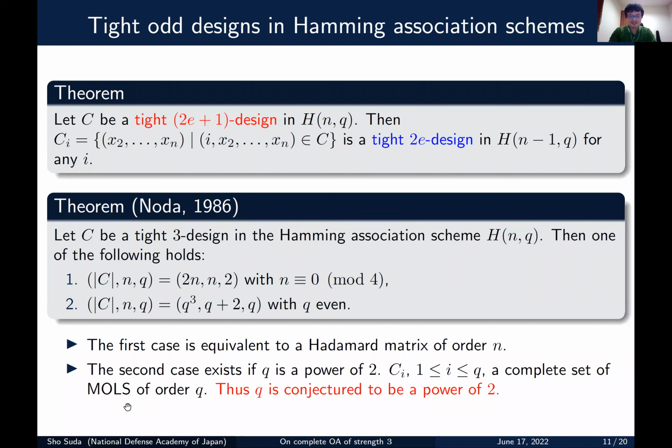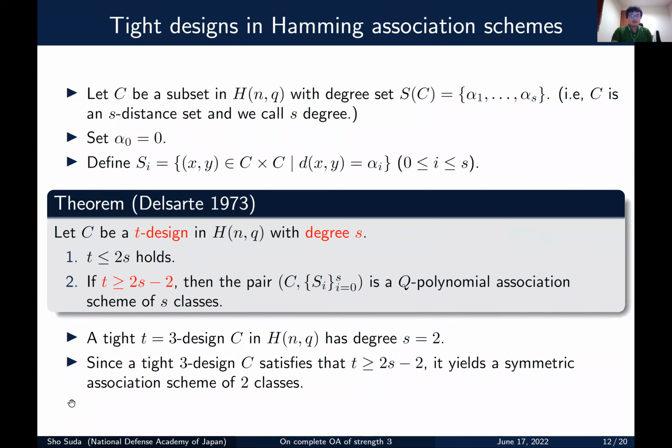It is conjectured that a complete set of MOLS of order Q exists only if Q is a prime power. So in this case, Noda already showed Q is even. So I think the second case exists if and only if Q is a power of 2. But this is still a conjecture. And in this talk, I want to show that if Q is larger than 2, then Q must be a multiple of 4.